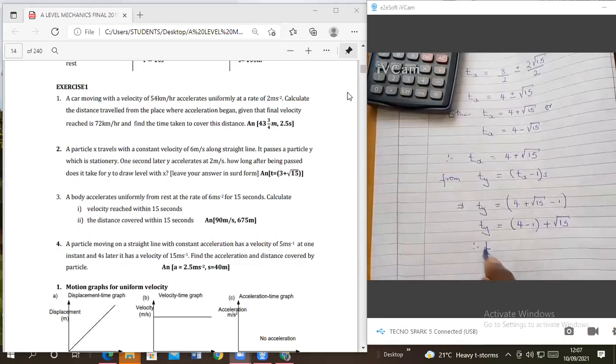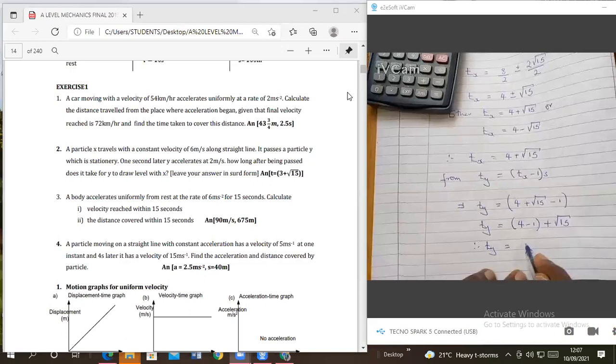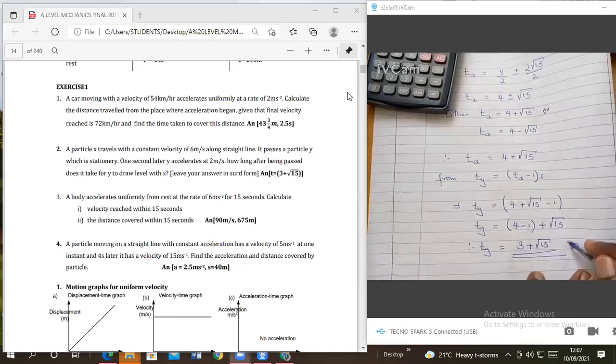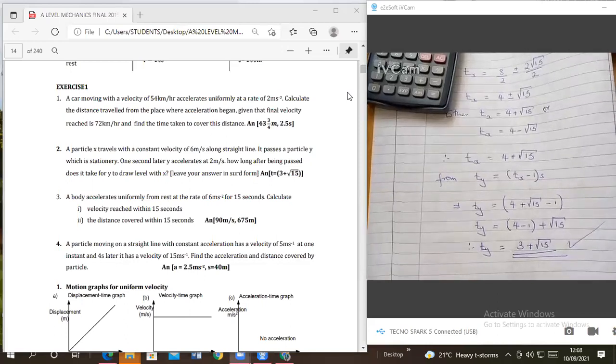So therefore, our Ty is going to be equal to 3 plus root of 15. Have you seen that? Is that what we have here? Yes. That's what we have there. I think we are together on that.